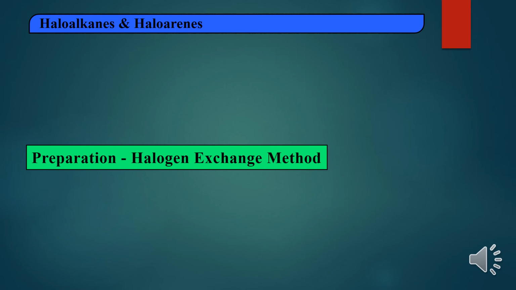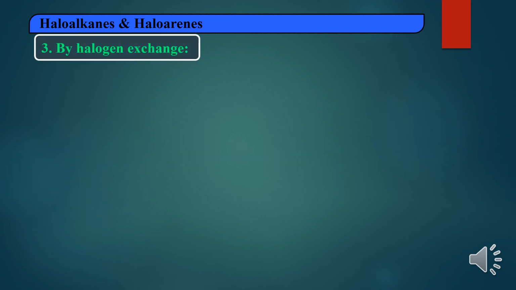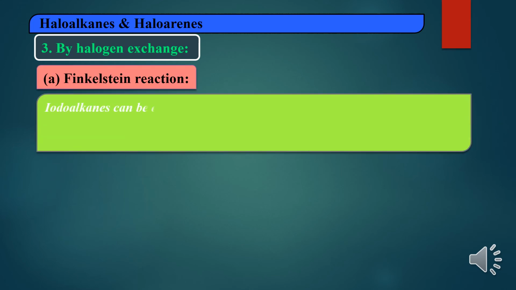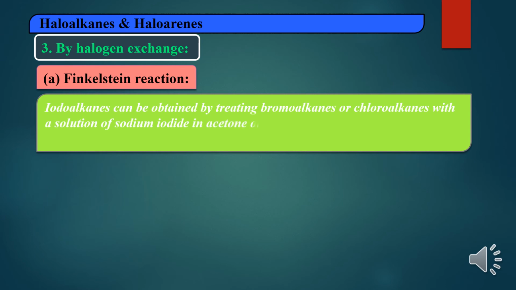The next preparation of alkyl halides is from the halogen exchange method. These reactions are important with respect to 1 mark and 2 mark questions. The first one by halogen exchange is the Finkelstein reaction. Students remember, in the Finkelstein reaction sodium iodide is the reagent, and here we are preparing alkyl iodides.